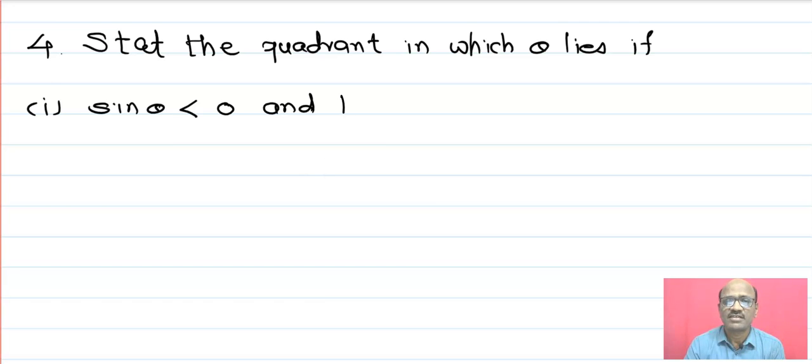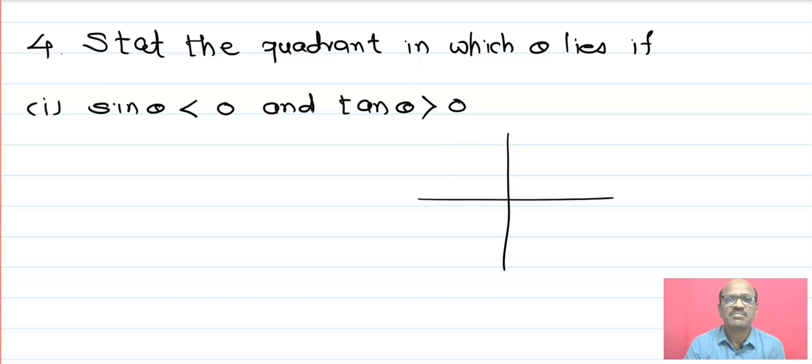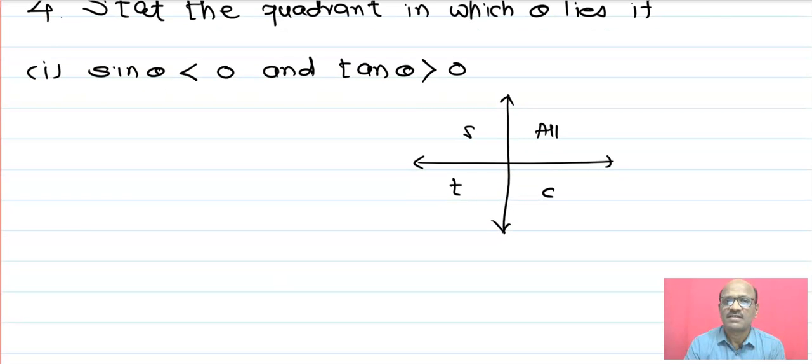State the quadrant in which theta lies if this happens. Again this is very simple: sine is negative, tan is positive. This happens only in the third quadrant. Therefore theta lies in the third quadrant. We require the sign positive. Where does this happen? This happens only in the third quadrant.